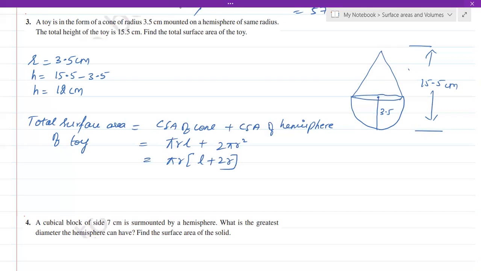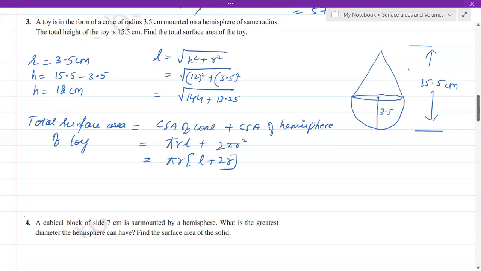Now, as you can see in the question, the value of L is not given. So we have to find L. How do we find it? We have got a formula to find L. L is equal to square root of h square plus r square. So h is 12. So 12 square plus r is 3.5 square. So 12 square is 144 and 3.5 square is 12.25. Find 35 square and place the decimal. So this becomes 156.25.